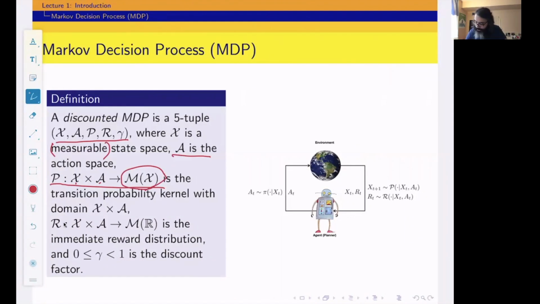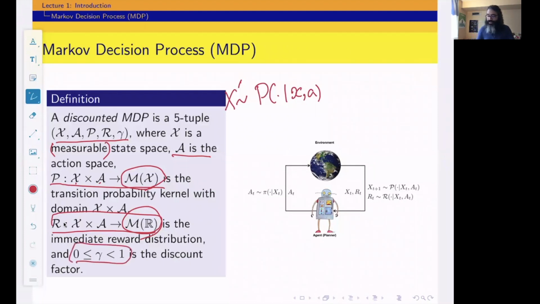So the form of P would be something like this. We have a state and action, and it provides a distribution over states. So we can write that X prime comes from the distribution P conditioned on X and A. So it's a conditional probability distribution. It's similar for R, with the difference that the space of distributions is over the real line, because we want R to be a real valued number. That's why the distribution is on real numbers, and it's called the immediate reward distribution. Then we have gamma, a number between 0 and 1, as a discount factor.